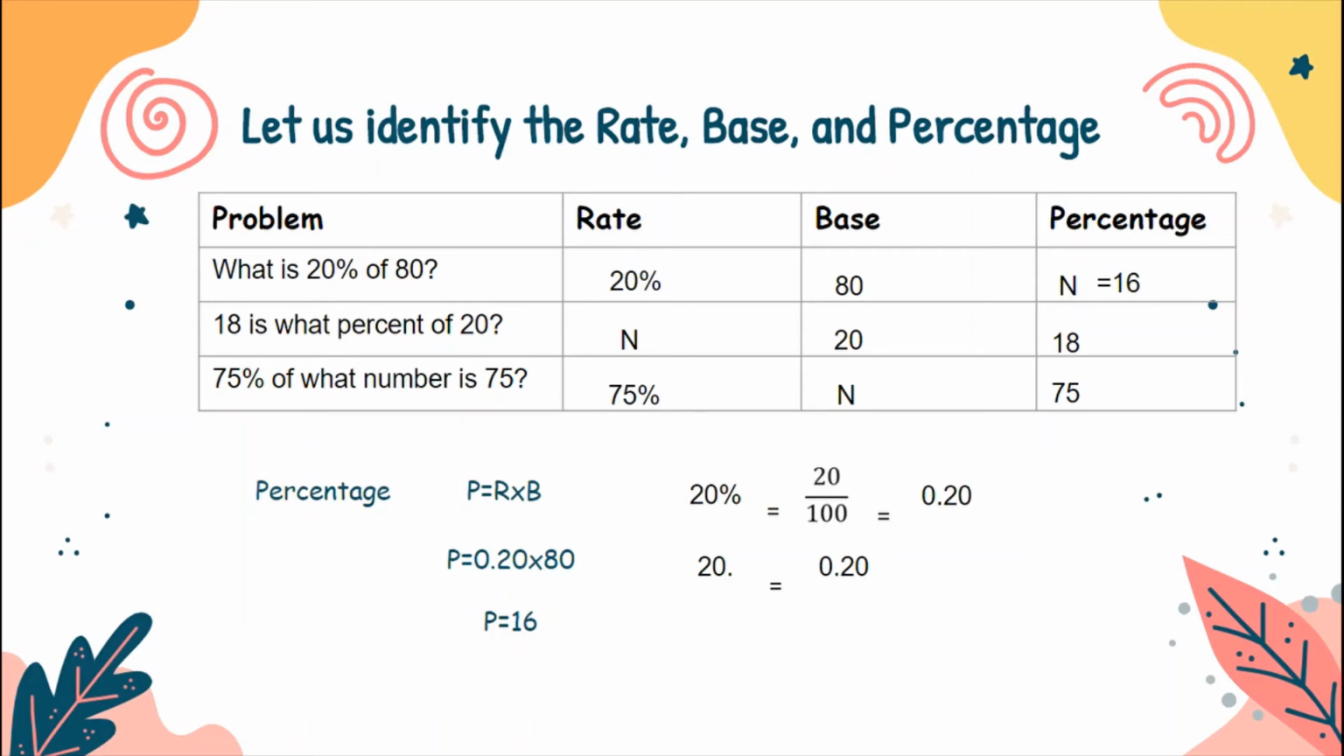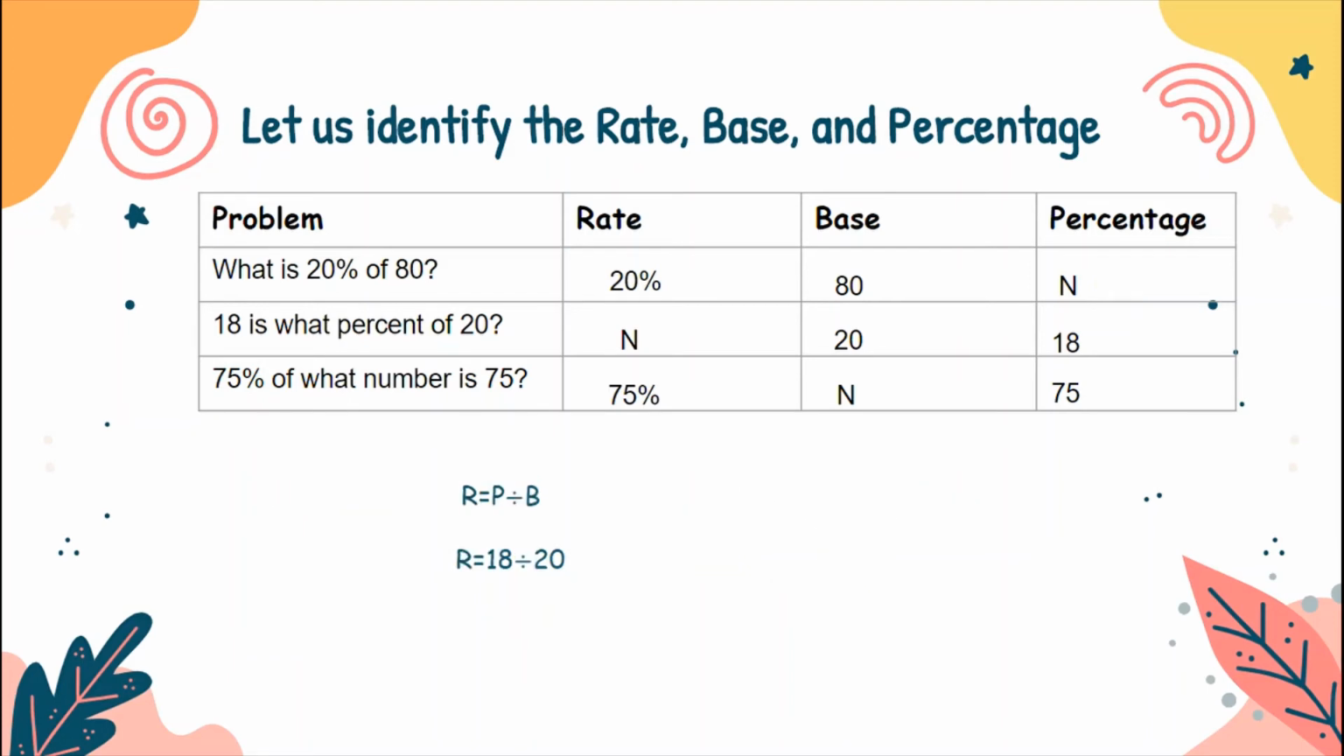Okay, so again, in finding the percentage, we need to change the rate into decimal. How to change it into decimal? We can divide it by 100, or the easiest way is to move the decimal point 2 places to the left. So that is how we find the value of a percentage using our percentage formula, P equals R times B. Now, this time, we're going to find the value of the rate.